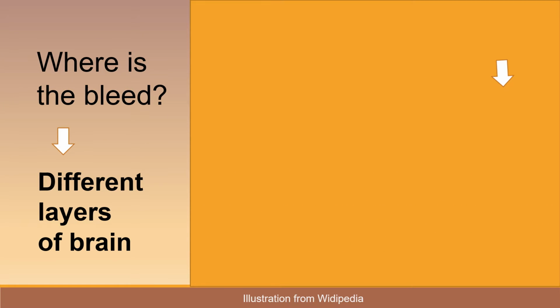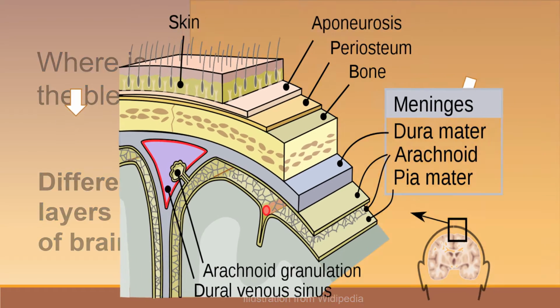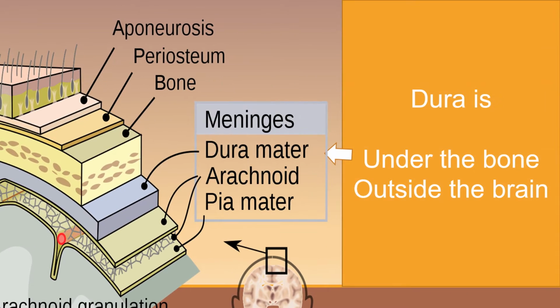Before we do that, we'll look at the different layers of the brain. Under the bone, there are meninges. Meninges can be divided into dura mater and arachnoid. Look at the picture and look at the meninges, dura mater, and arachnoid. Dura is the layer, the membrane, right under the bone.